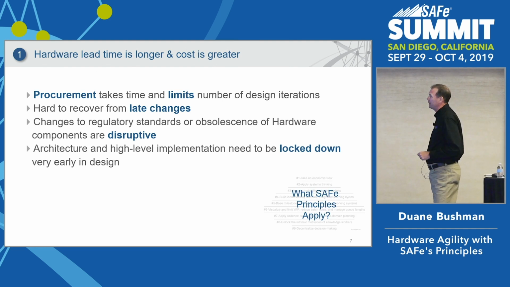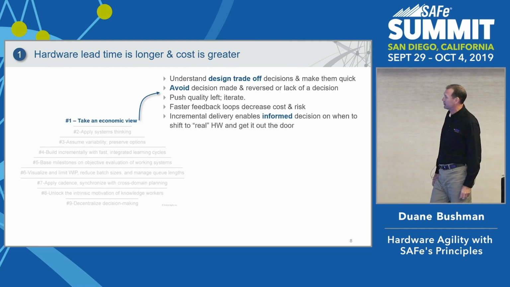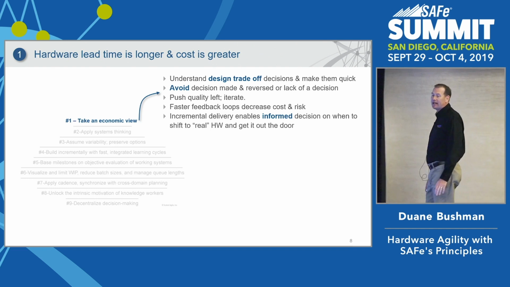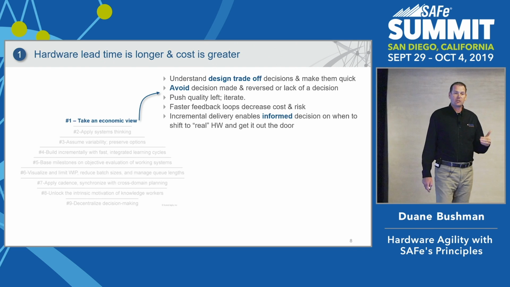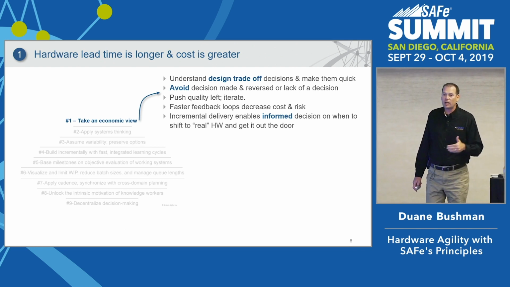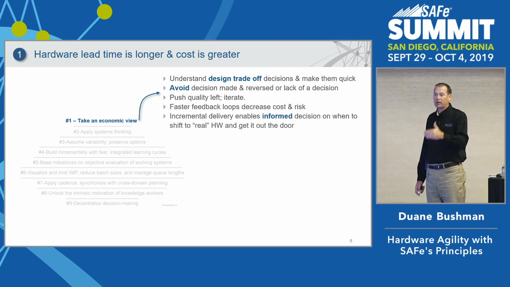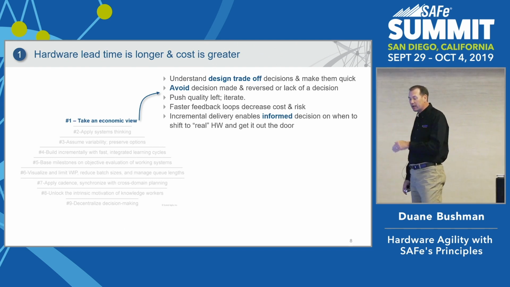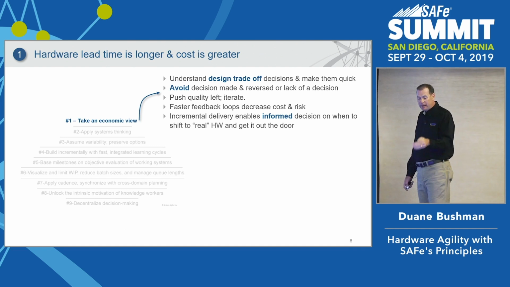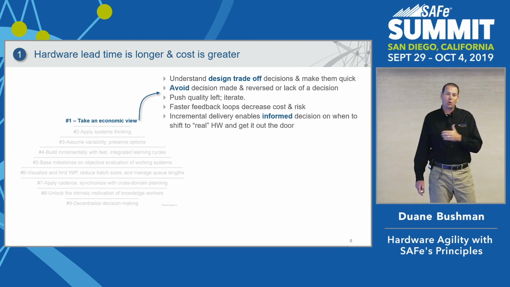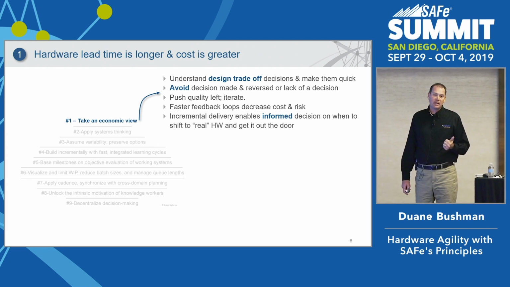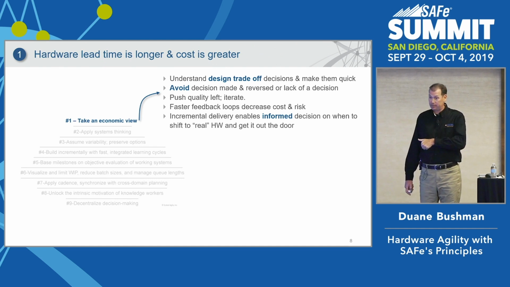So what principles apply? Here we'll flip the script a little bit. First off, taking an economic view. We need to understand those design trade-offs, the cost equations in there. As we're talking about Don Reinertsen's work, whether it be risk reduction or the development cost, whatever it may be, keep them in mind. We want to use things like models to push quality left and iterate. Drive those decisions early before the investment gets too great.